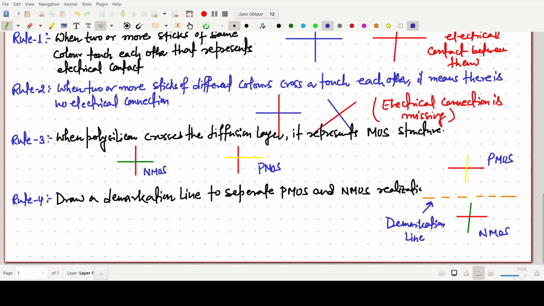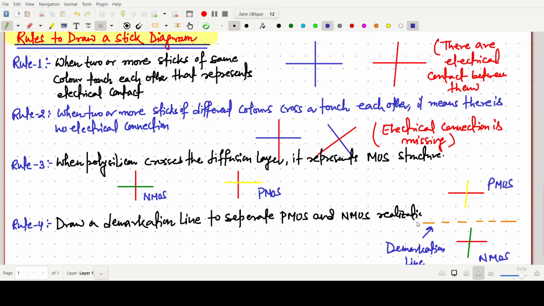Very simple. What we are doing: four rules are there. The very first, fundamental rule: when two or more sticks having the same color touch each other or intersect, that represents an electrical connection. When two or more sticks of different colors cross each other or touch each other, it means there is no electrical connection. So if we have to make a connection, we have to put a black dot.